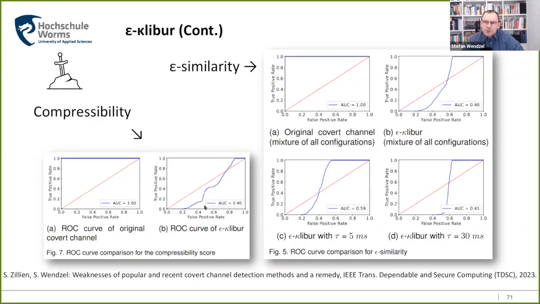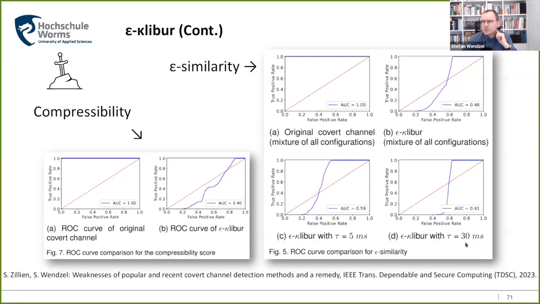This is again a mixture of all the traffic. There are many, many more plots and tables for the detailed configurations in the paper. For the epsilon similarity, it's similar. For the original covert channel, all the different combinations mixed, we get a very good area under curve. I think this is 50% legitimate traffic here in each case. And for epsilon kappa Libur, it's again around 0.5, so we were satisfied.